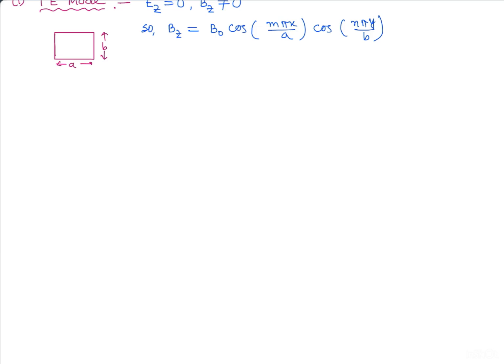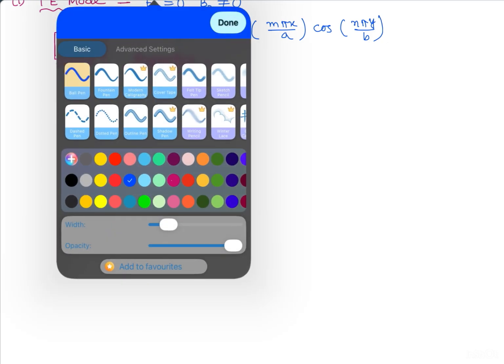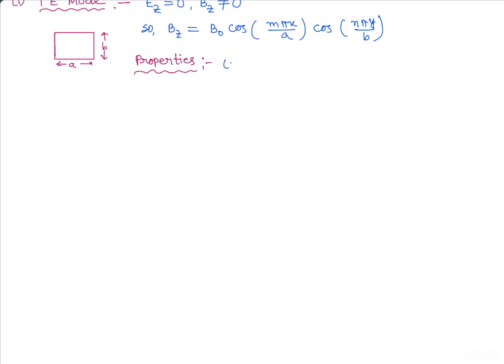Now we see some properties of the TE mode. First one, lowest mode. The lowest mode in TE will be TE10 or TE01.